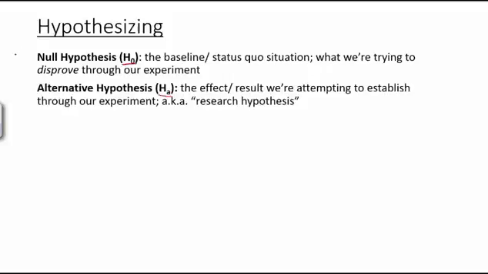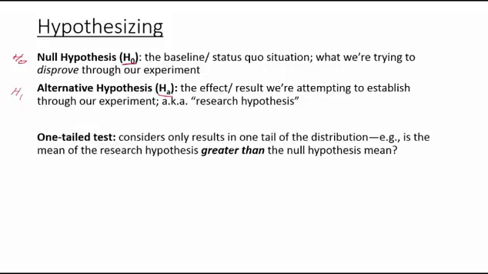Sometimes this will be H0, and this will be H1. Okay, they mean the same thing. And this is the result we're looking for through the experiment or through the research proposal or what have you. The research hypothesis is sometimes what it's called. So we're going to work with null versus alternative hypotheses. Then we're going to think about working with one-tail tests or two-tail tests. In a one-tail test, we consider only results in one tail of the distribution.